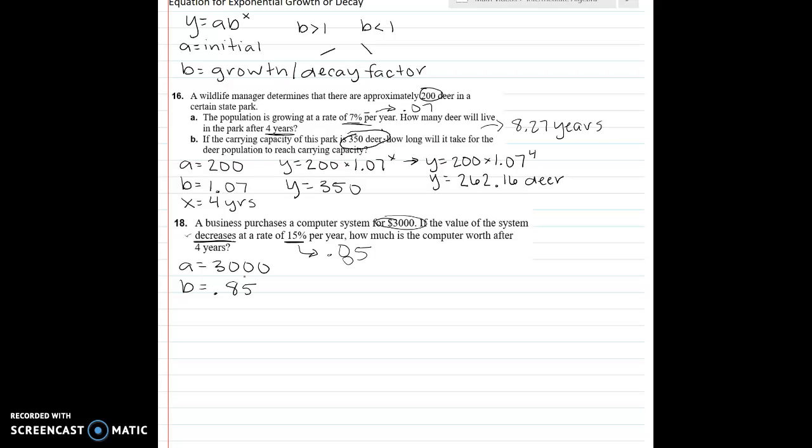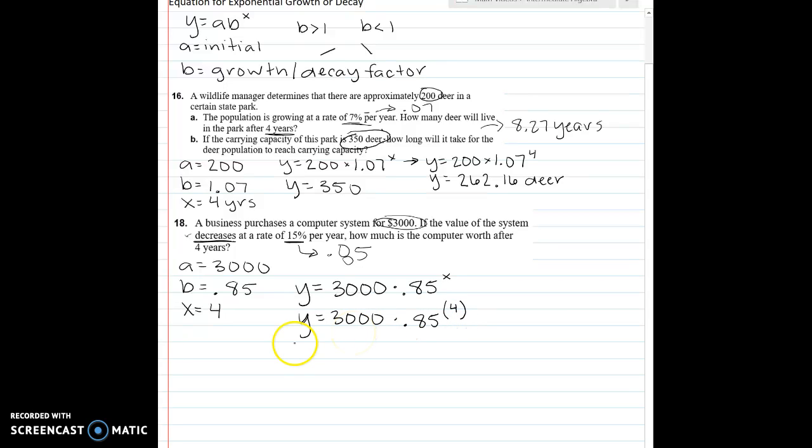And so then it wants us to know what's going to happen after 4 years. So that's going to be the x that we end up plugging in. So our general equation is going to be y equals 3,000 times 0.85 to the x power. Now x is equal to 4, so that means y is equal to 3,000 times 0.85 to the 4th power.